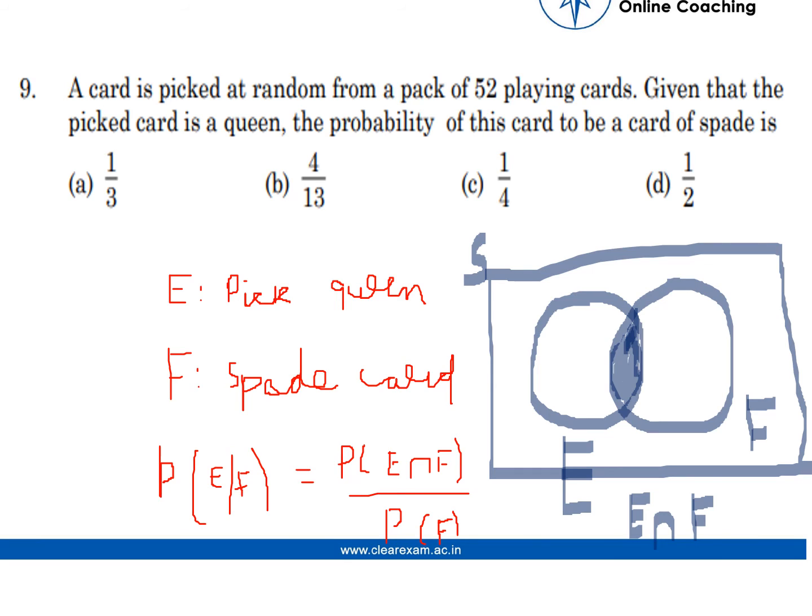Now, what's the formula for P of E intersection F? P(E intersection F) is equal to probability of E times probability of F. Now we are going to see the calculation on the next slide.